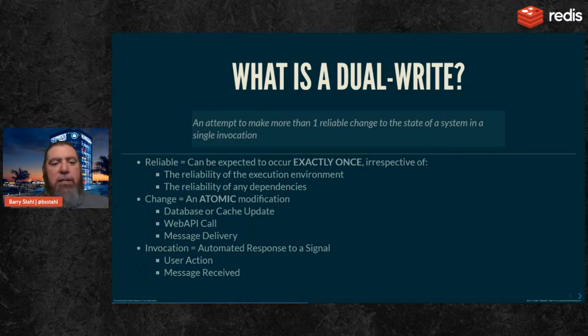And by invocation, this is kind of the hardest to define, but ultimately it's an automated response to a signal. So the simplest way to think about it is a call to a web service. Within a single call to that web service, we should be doing one and only one thing, and we can only do one and only one thing reliably. Same thing for, say, a user action or something like this. If we try and do multiple things, they're not going to be reliable by this definition of reliable.